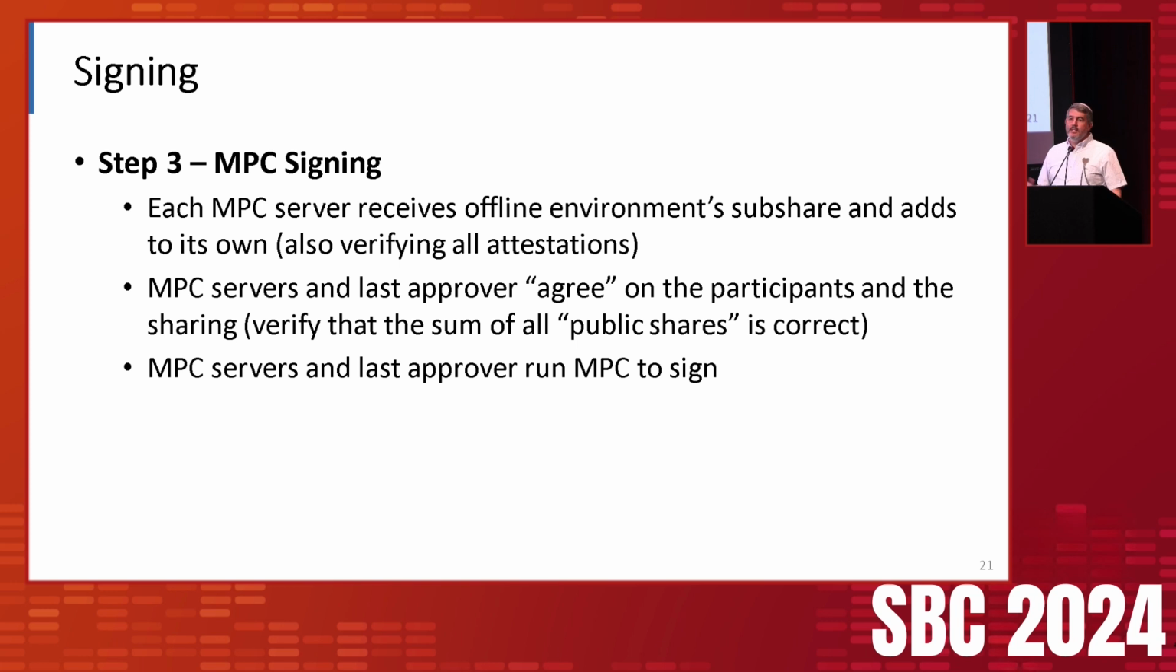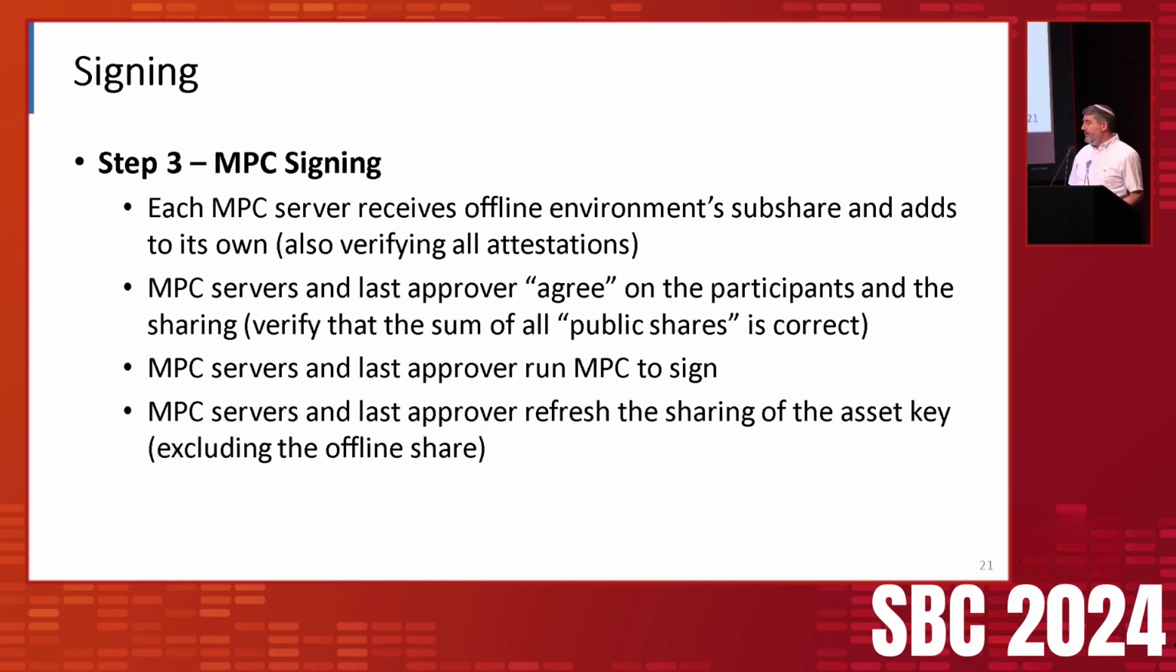Once that is done, the MPC servers and the last approver can sign. Here, the last approver needs to remain online, but remember we talked about the asynchronicity. That's between different human approvers. The fact that the last approver will remain online is fine. They're interacting with online servers, which are always online. So they run, sign on the message.